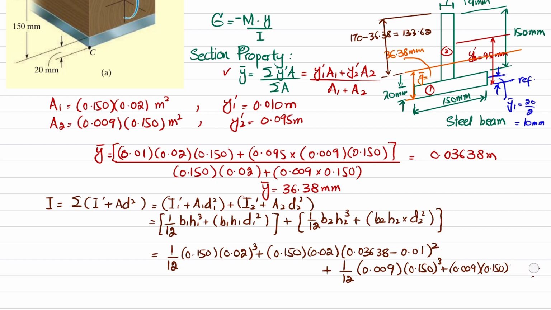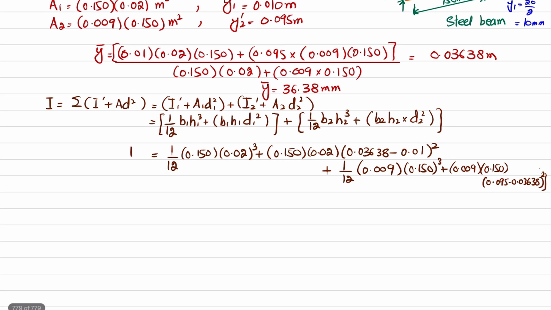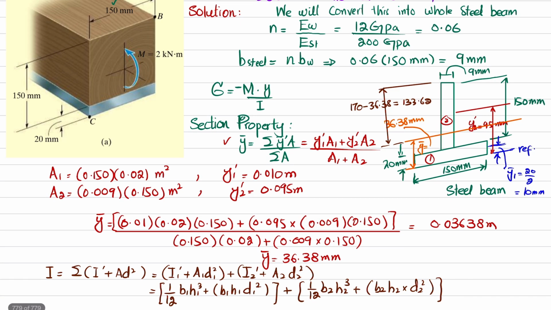Let me clear it and write it correctly, downward. So it will be 0.095 minus 0.03638 whole squared. Now when you solve this, you will get the total moment of inertia of the beam about the neutral axis, and it comes out to be 9.358 into 10 to the power minus 6 meter to the power 4. Once you get this value, you will see that this was your point B and this was your point C.